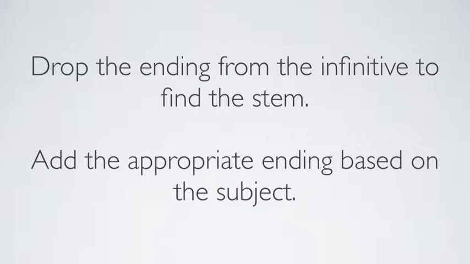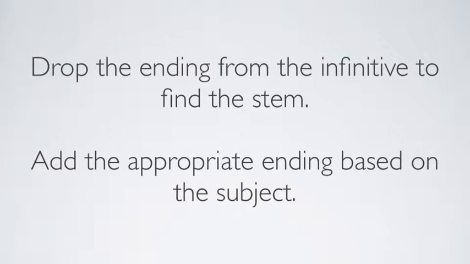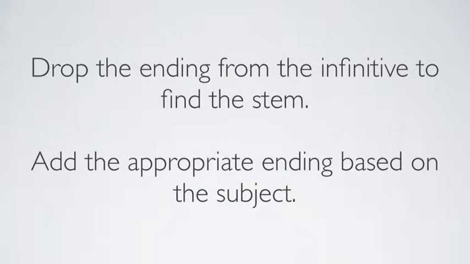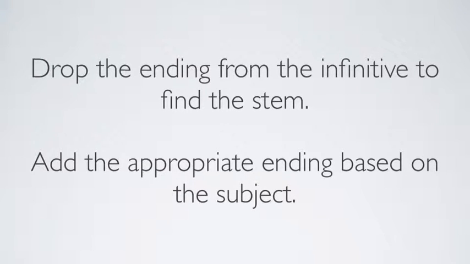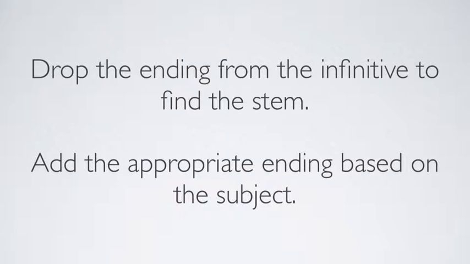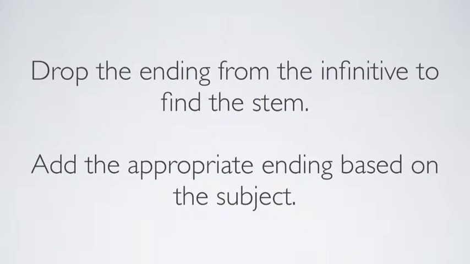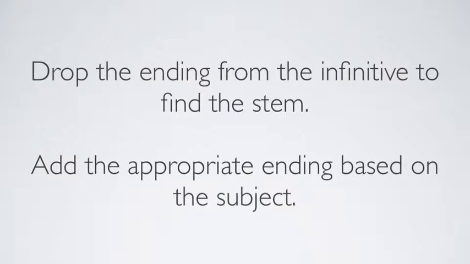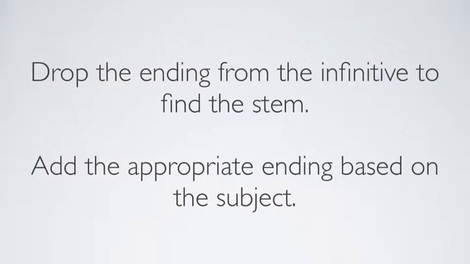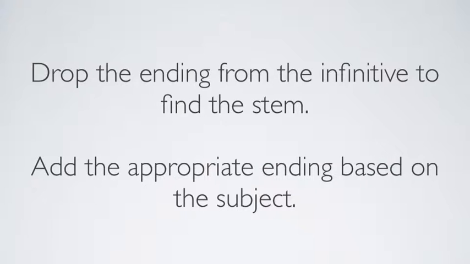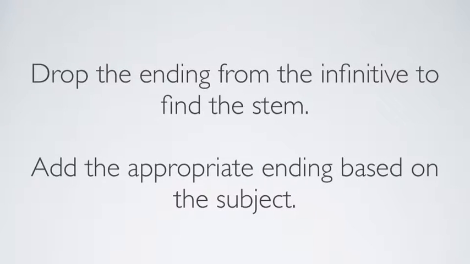When conjugating ER and IR verbs, there are two rules that you must remember. First, drop the ending from the infinitive to find the stem. So if it's an ER verb, drop the ER. If it is an IR verb, drop the IR from the end. This will leave you with the stem of the word.